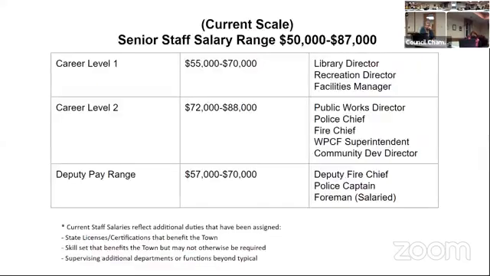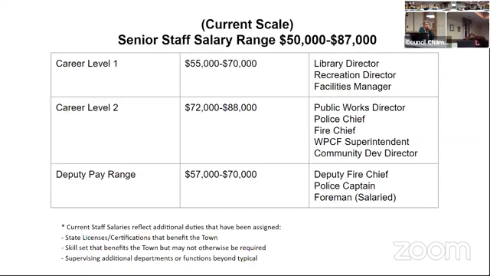So then we run into this idea of the senior staff, our salaried, highly salaried technical positions. A few years ago, we created this salaried senior staff pay scale. We created two career levels for department heads, and then we created this deputy pay range.